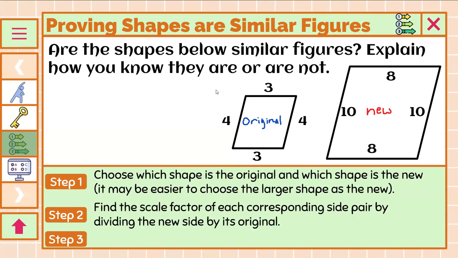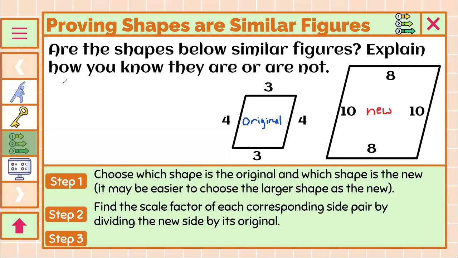Step 2. Find the scale factor of each corresponding side pair by dividing the new side by its original. So we have 4 side pairs, so I'm going to do this 4 times in a row. Let's see here, I'll get my colors back out. So for new, we have 8 right here. We have 10 right here. And then we have 8 and 10 again. So 8, 10, 8, 10.